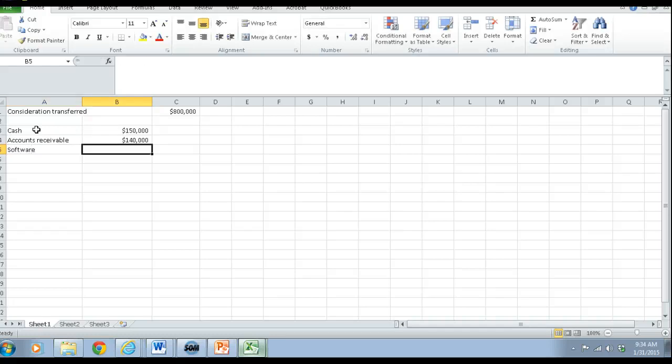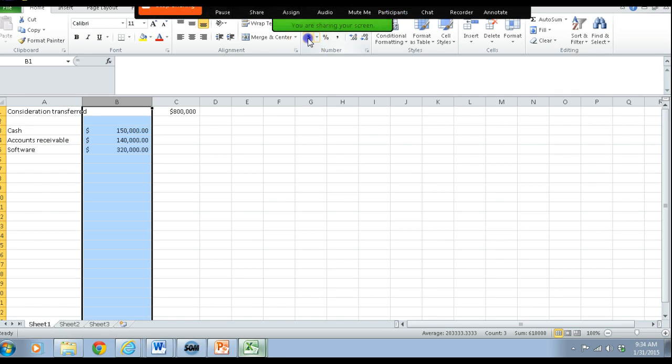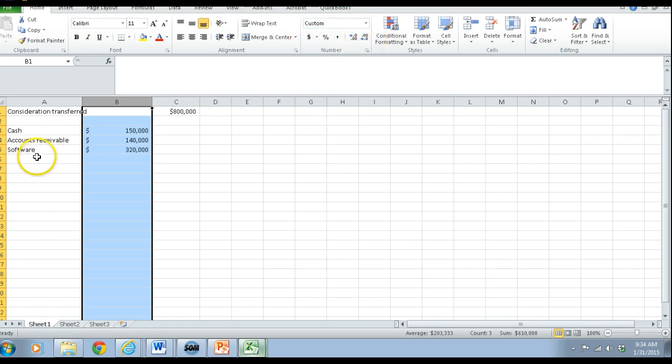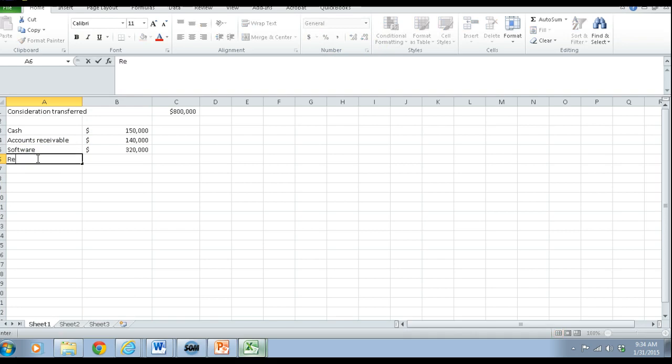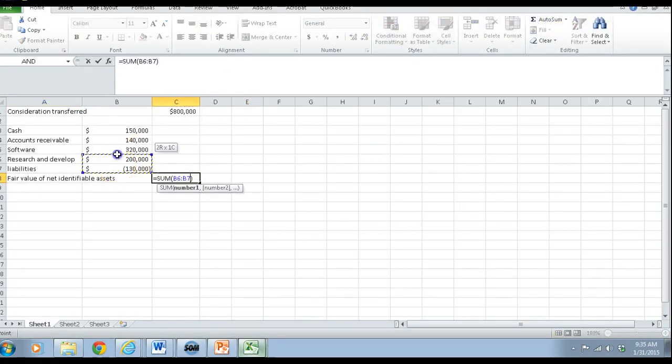We know the software was at 320. We know the research and development asset was 200,000. The liabilities were a minus 130. So our fair value of what we call the net identifiable assets is going to be all of that, 680.